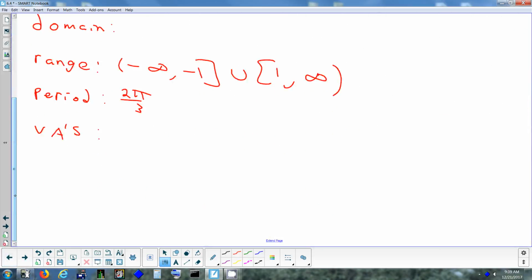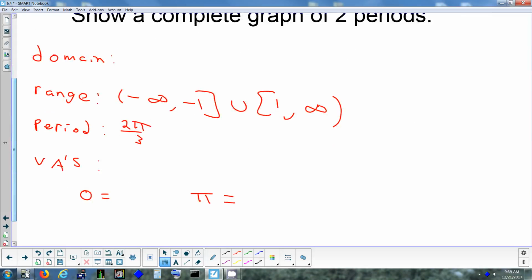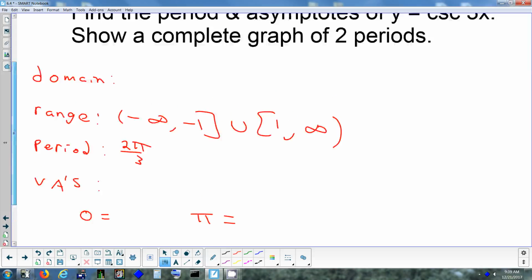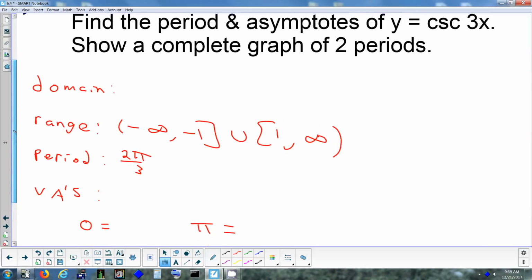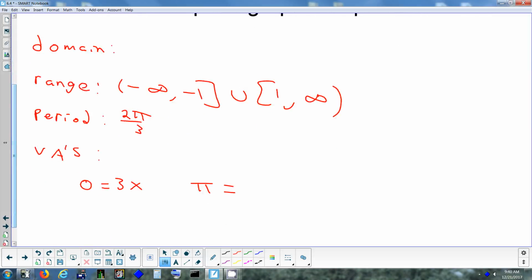All right, now I'm going to take each of those asymptotes, and what am I going to set them equal to? You have to do 0 plus 2 pi over 3 times n. Not yet, because these asymptotes are not necessarily going to be part of this function. They're part of the original, but this is not the original anymore. So what do I have to set each of those equal to? The argument. Set them each equal to 3x.